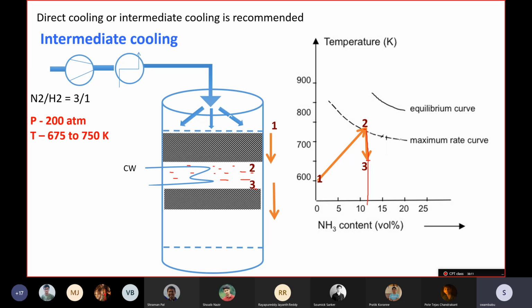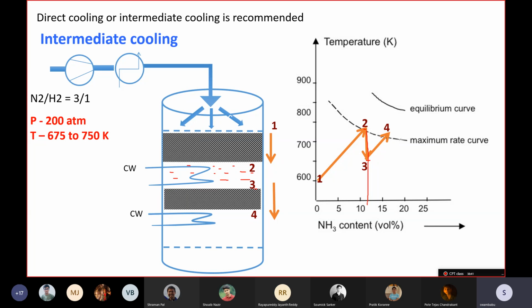As soon as they enter into the catalyst bed, what will happen? The reactants react and produce ammonia. So ammonia conversion increases again, and since it's an exothermic reaction, the temperature increases again. So at point 4 it again reaches the maximum rate curve. Since it reaches the maximum rate curve, again we need to cool down.